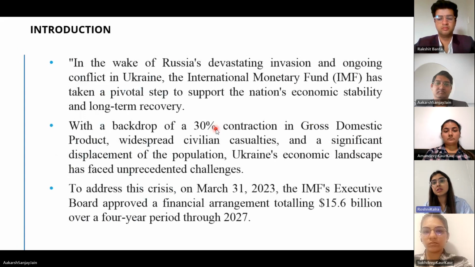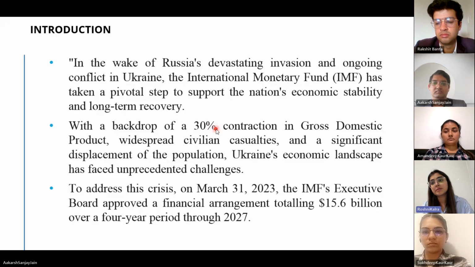To start with the introduction, in the wake of Russia's devastating invasion and ongoing conflict in Ukraine, the International Monetary Fund, IMF, has taken a pivotal step to support the nation's economic stability and long-term recovery. With the backdrop of a 30% contraction in GDP, that is gross domestic product, widespread civilian casualties and significant displacement of population, Ukraine's economic landscape has faced unprecedented challenges. To address this crisis, on 31st March 2023, the IMF Executive Board approved a financial arrangement totaling $15.6 billion over a four-year period through 2027.